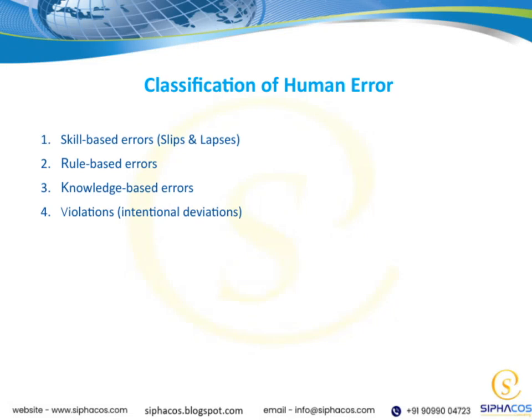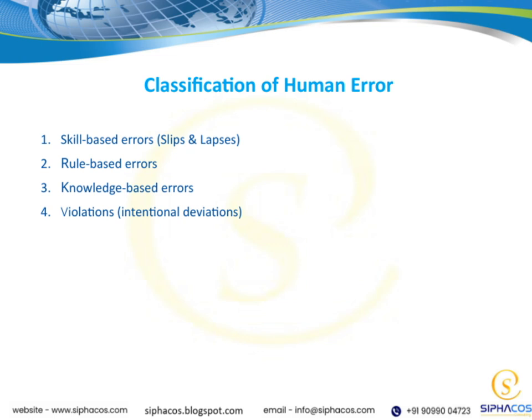Let's take a closer look at the classification of human error. First, we have skill-based errors, which include slips and lapses. These are often unintentional mistakes that happen when we're focused on other tasks or under stress. For example, pressing the wrong button or forgetting a step. Next, there are rule-based errors, where someone applies a rule incorrectly or misinterprets a set of guidelines. This might occur if a procedure is misunderstood or not followed properly.